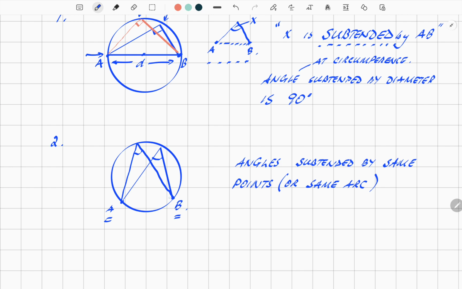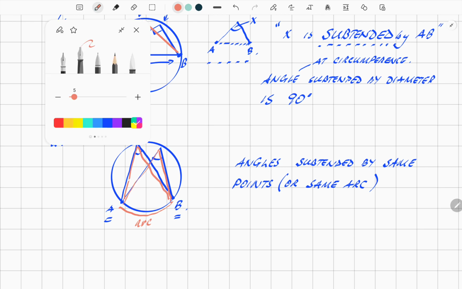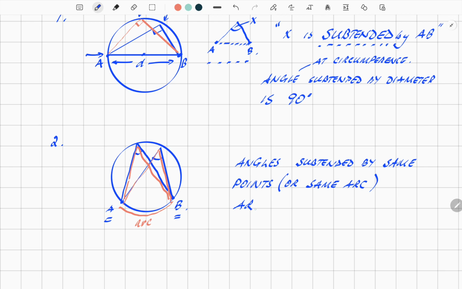See how this arc is effectively underneath the angle. So if I'm looking at that bit, that's the arc. So both these angles are effectively covering that arc there, exactly the same way, like that. So angles subtended by the same arc or same 2 points are equal. All right?